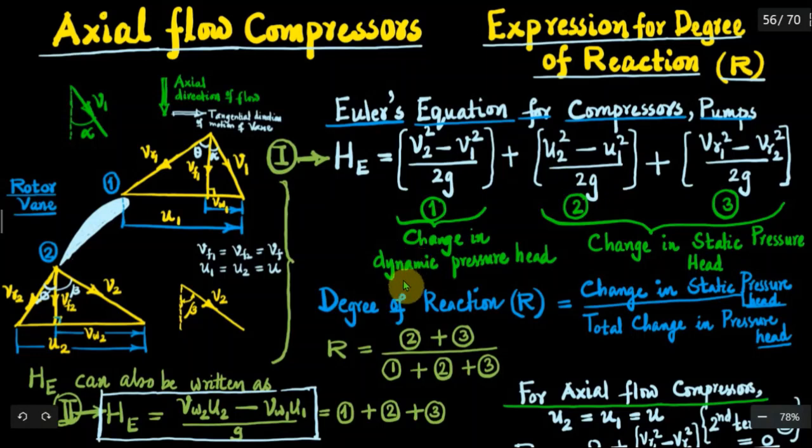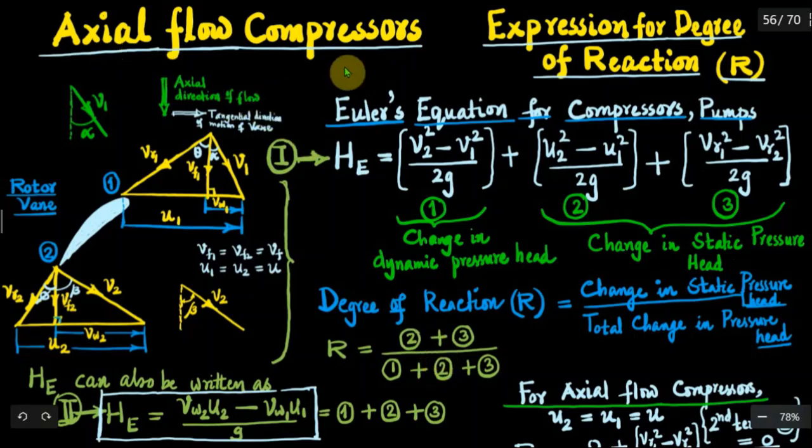So, the first term is representing change in dynamic pressure head, and the last two terms, the second and the third term, collectively represent the change in static pressure head. Change in dynamic pressure head, as you know, represents the impulse action or the energy transfer, and the change in static pressure head implies the energy conversion or energy transformation. Basically, in the context of compressors, conversion of kinetic energy into static pressure.